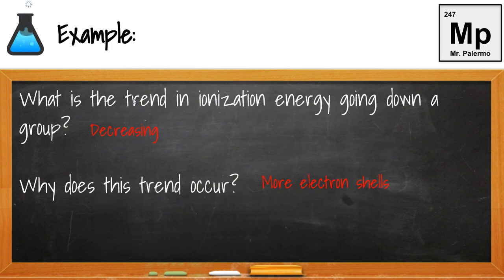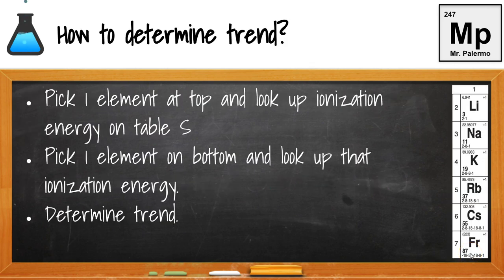So let's see an example. What is the trend in ionization energy going down a group? And the answer is decreasing. Why does that trend occur? As we just said, due to more electron shells. So how do we determine the trend in ionization energy instead of just memorizing it?